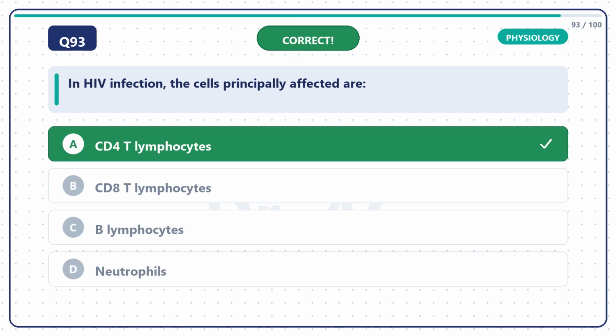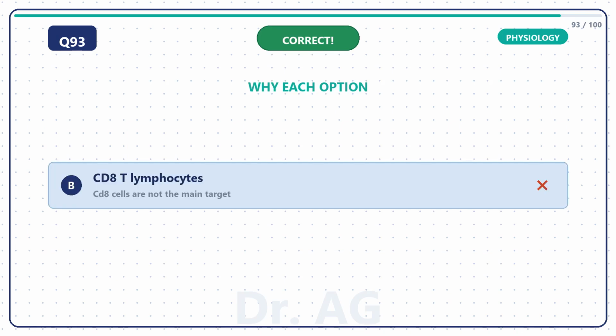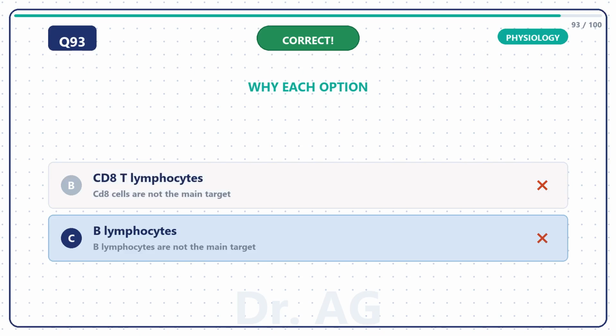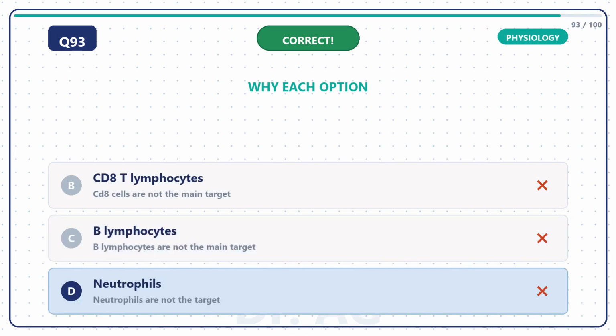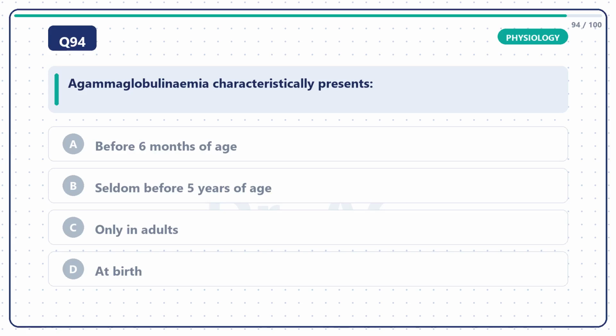CD4 T lymphocytes. Let's go through the options. CD8 T lymphocytes: CD8 cells are not the main target. B lymphocytes: B lymphocytes are not the main target. Neutrophils: neutrophils are not the target. And the correct answer is CD4 T lymphocytes. HIV principally infects the CD4 T lymphocytes. So, the right answer is option A. CD4 T lymphocytes.